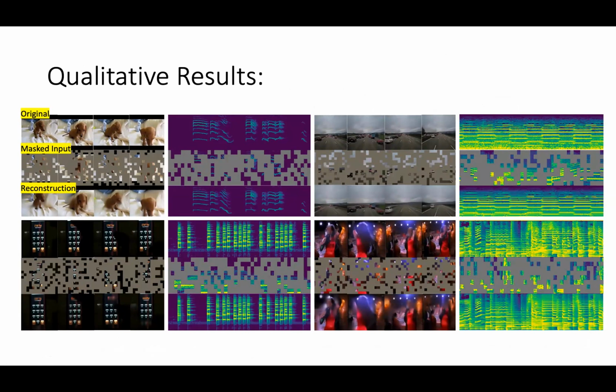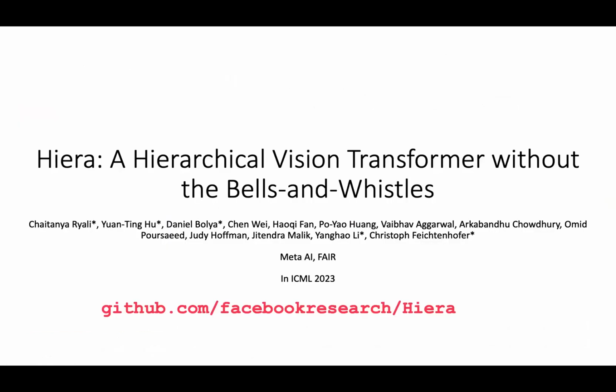Now I go to the last part of the talk, which is a new transformer that is actually going to be presented next month at ICML as an oral. And the main idea here is that this is a very fast model that's especially good for video classification and video tasks, and it's very simple. And it also uses this masked autoencoding pre-training.